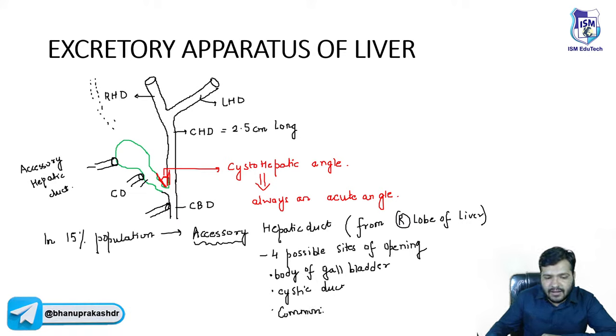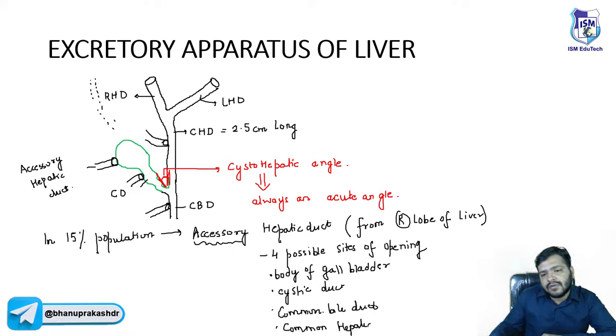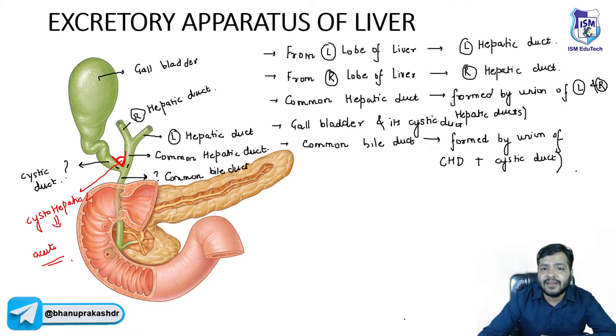Common bile duct. And it can also open directly into the common hepatic duct. So, yes, we have four sites of opening of this accessory hepatic duct. It can open directly into the common hepatic duct, directly into the body of the gallbladder, directly into the cystic duct, and directly into the common bile duct.